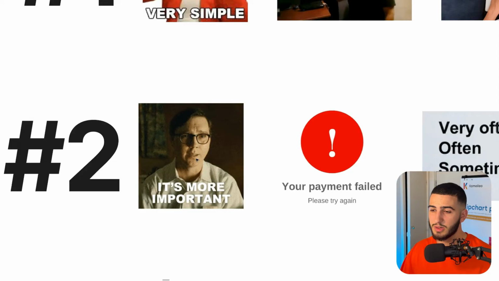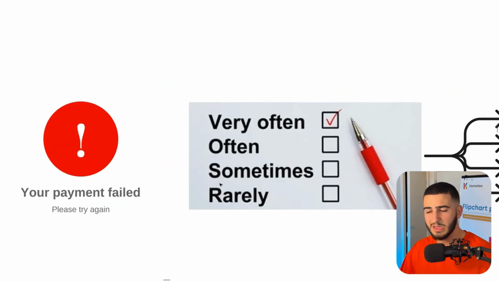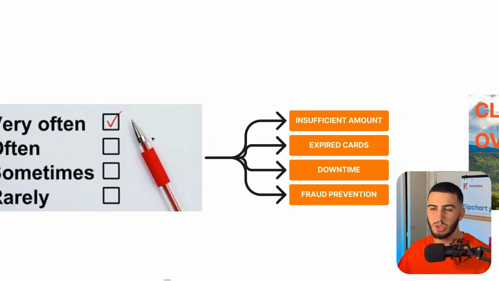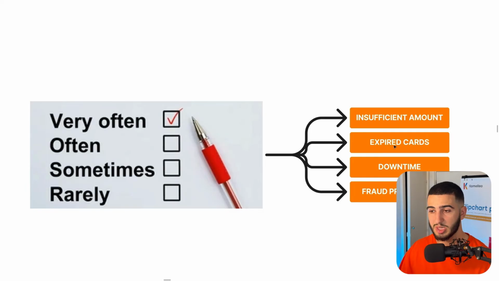The second automation is a bit more important than the first one, and it's to do with payment failures. So this is something that actually is very, very often within agencies. And it can be due to a bunch of different reasons: insufficient amounts, expired cards, downtime, fraud prevention. I literally had this happen to me a couple of days ago with one of my first ever clients. She got a credit card compromised, so the payment actually failed. And guess what? Rather than waiting around and having to check the Stripe account, I got a notification as soon as it happens so we can resolve it.